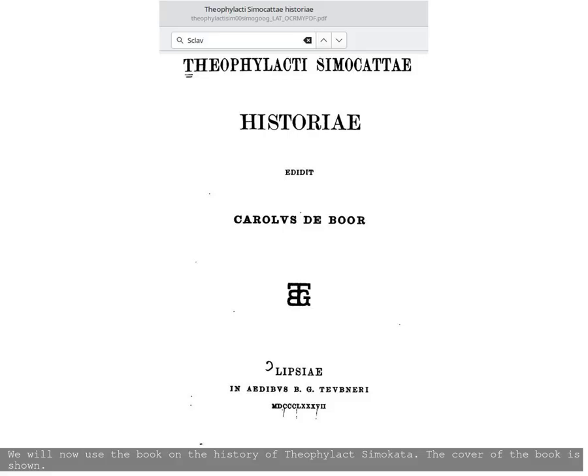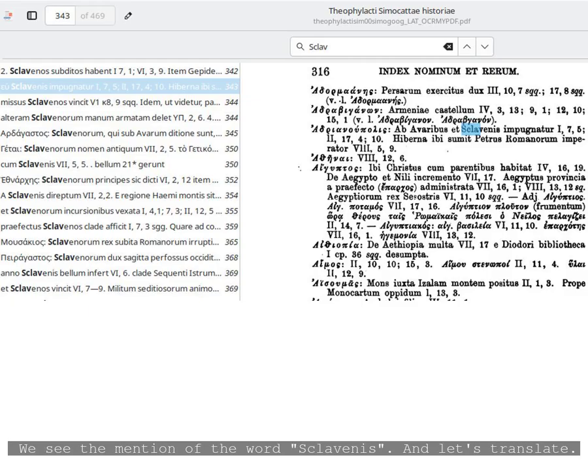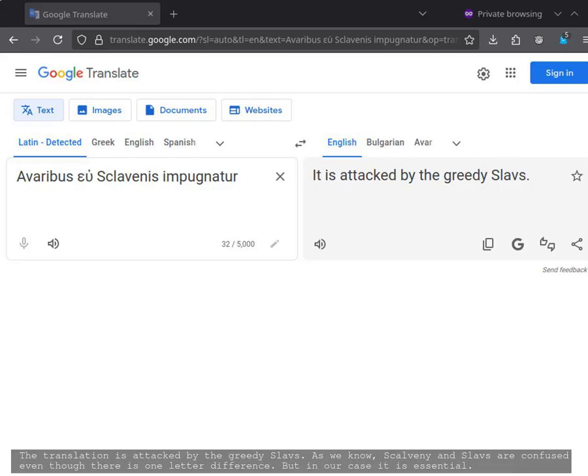We will now use the book on the history of Theophylact Simocatta. The cover of the book is shown. We see the mention of the word Sclavinus, and let's translate. The translation is: attacked by the greedy Slavs. As we know, Sclavony and Slavs are confused even though there is one letter of difference. But in our case it is essential.